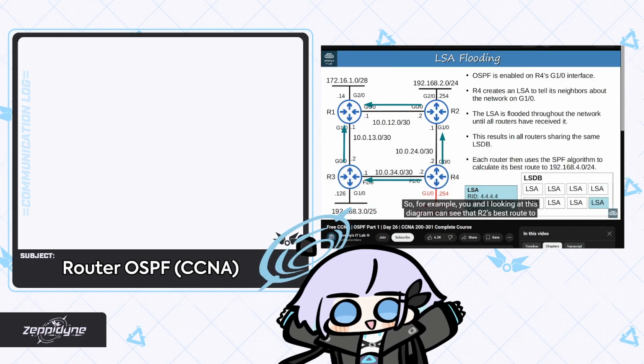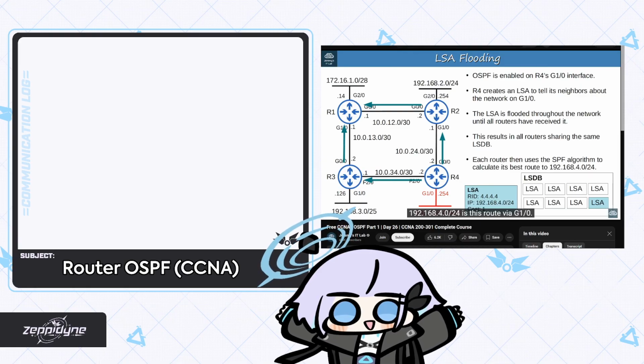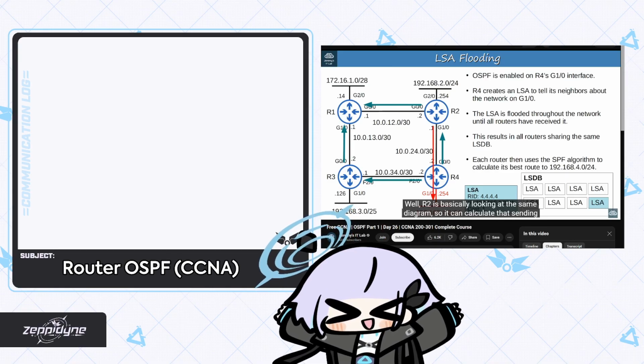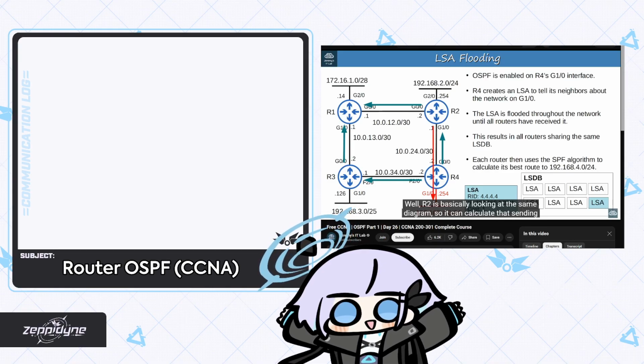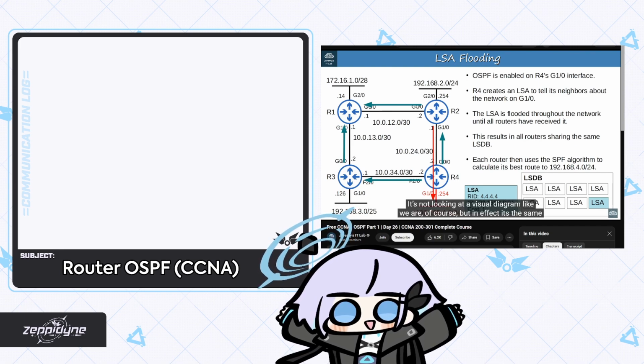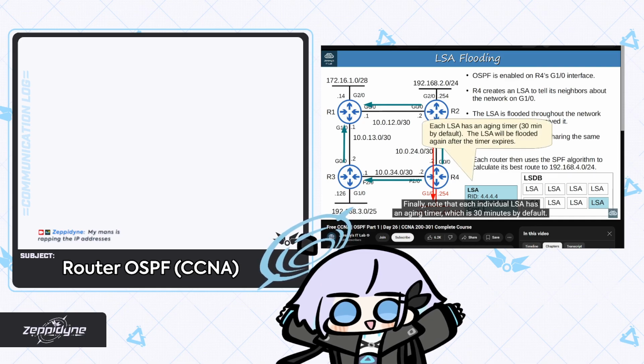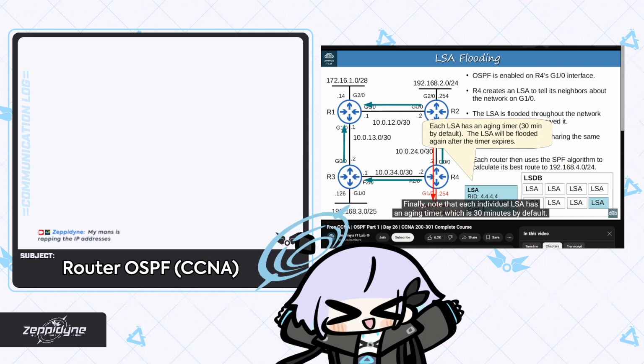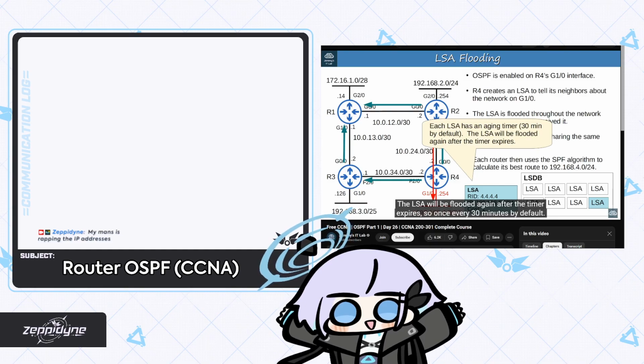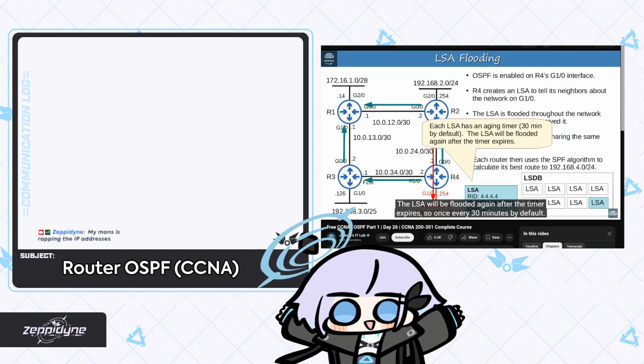So, for example, you and I, looking at this diagram, can see that R2's best route to 192.168.4.0/24 is this route via G10. Well, R2 is basically looking at the same diagram, so it can calculate that sending traffic via G10 is the best route. It's not looking at a visual diagram like we are, of course, but in effect, it's the same thing. Finally, note that each individual LSA has an aging timer, which is 30 minutes by default. The LSA will be flooded again after the timer expires, so once every 30 minutes by default.